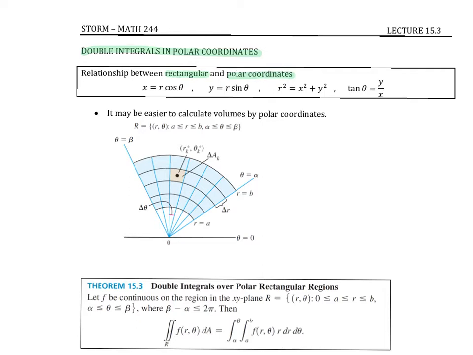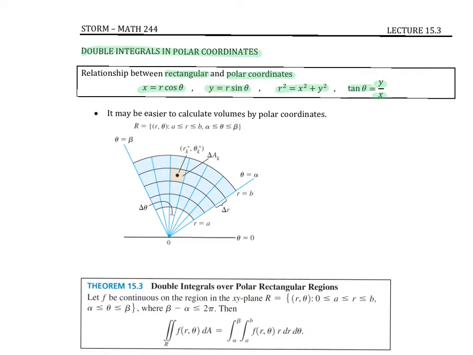So recall that an x value is equal to r cosine theta, a y value is equal to r sine theta, r squared is equal to x squared plus y squared, and then tangent of theta is equal to y over x.